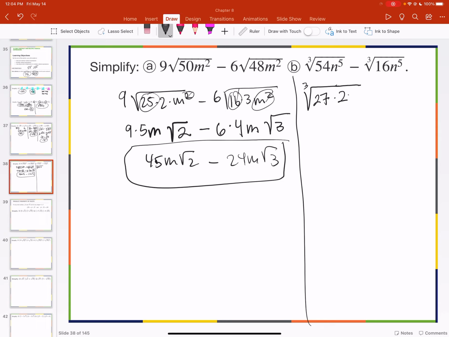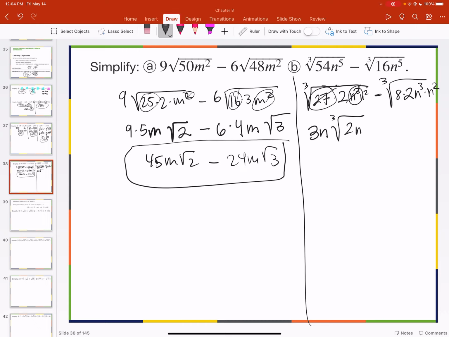n to the power 5 can be rewritten as n squared times n to the third power. Minus cube root of 16, which can be written as 8 times 2, and n to the 5 is n cubed times n squared. So let's take out the perfect cubes. This becomes 3n on the outside, and then what's left on the inside is cube root of 2n squared. Minus, okay, let's take out the perfect cubes, that's 2n cube root of 2n squared.